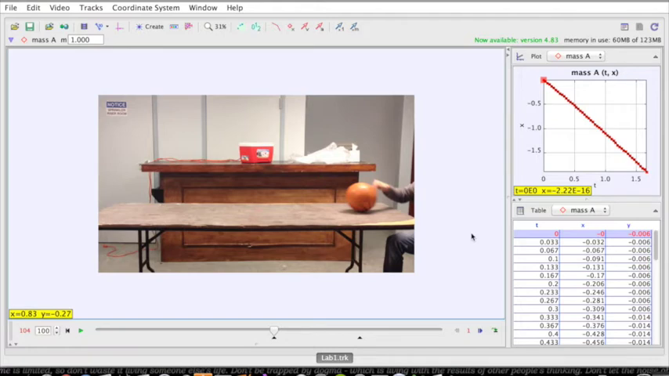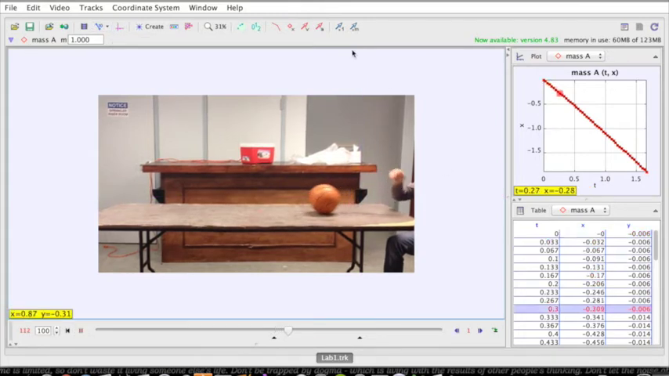Here I have a video of my friend Earl pushing a basketball on my command. I have set a calibration stick on the basketball and set it equal to 0.2344 meters, which is the diameter of the basketball. I set the basketball to be at the origin.